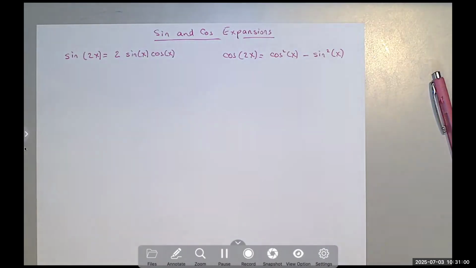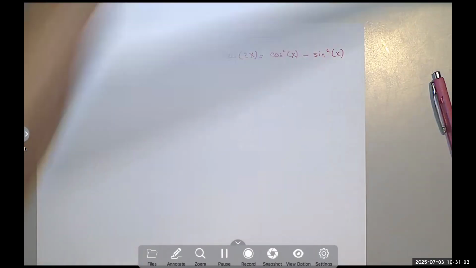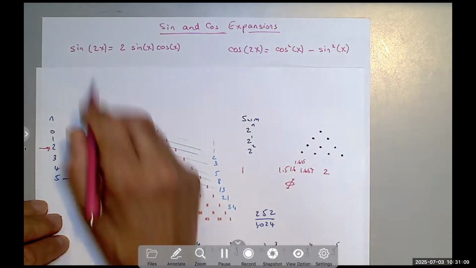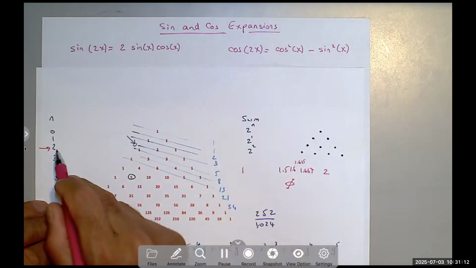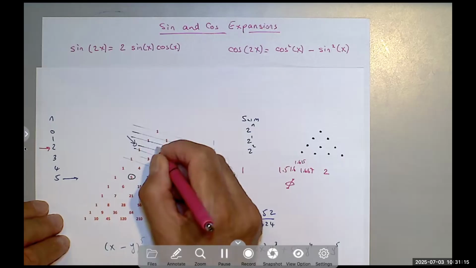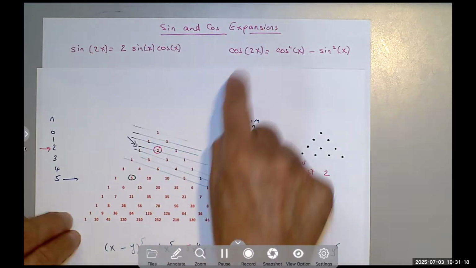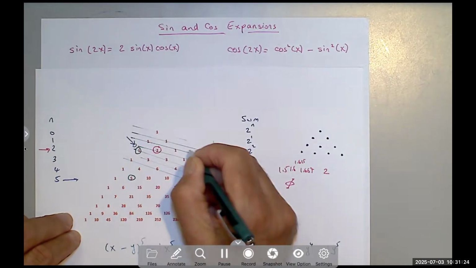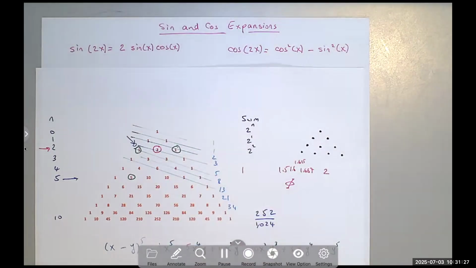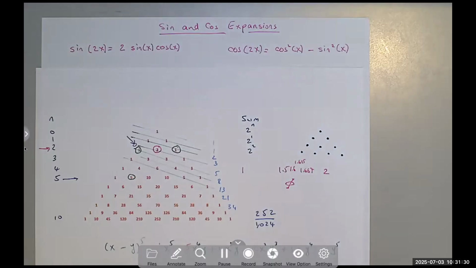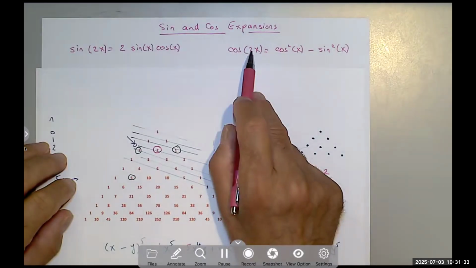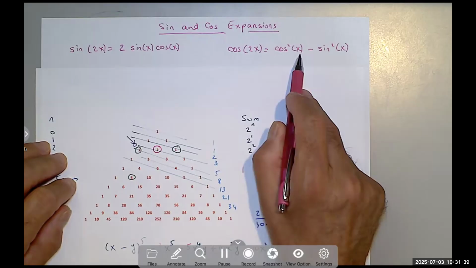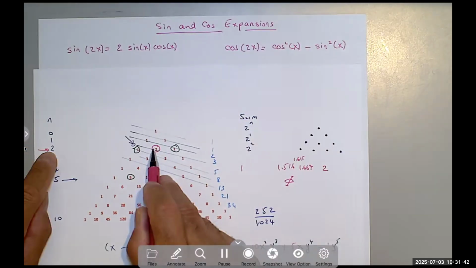Now we look at Pascal triangle. When I expanded sine of 2x and cosine of 2x, do you see that this 2 is this one? And that's a 1, and a negative 1 are these ones. So what observations can we see? First of all, when I expand cosine nx, I start with cosine to the power of n of x. This 2 and that 2 match. This 2 and this 2 match.